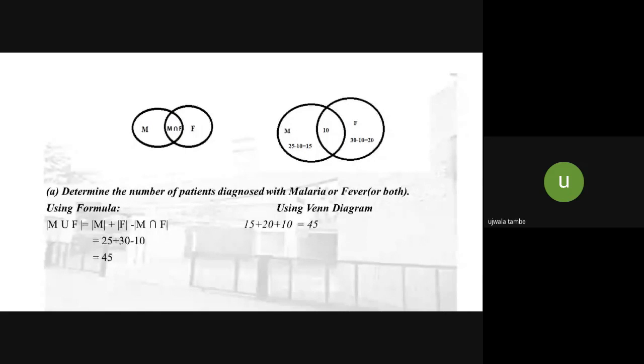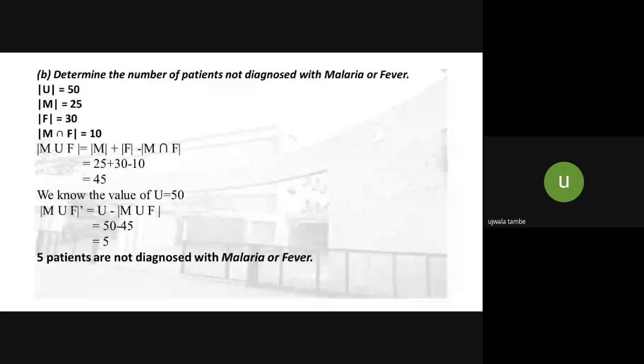So again, with the help of an equation or formula, we can find the value of the same. So this is the previous formula, and for finding the value of 5, we have to subtract the value of M union F from set U, that is 50 minus 45 is equal to 5. Okay.